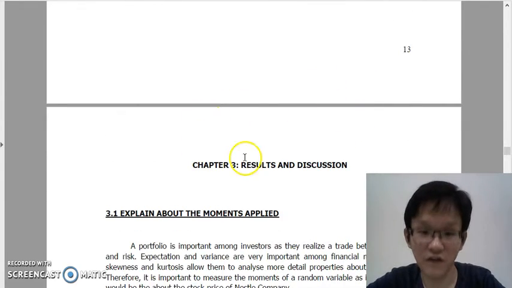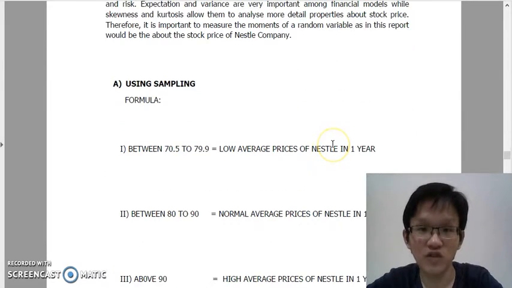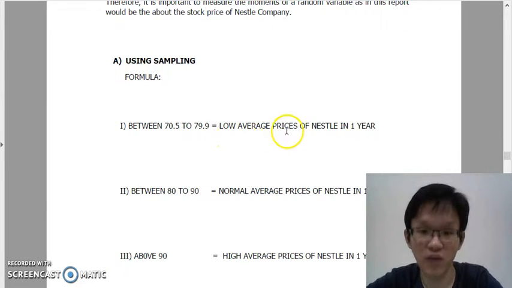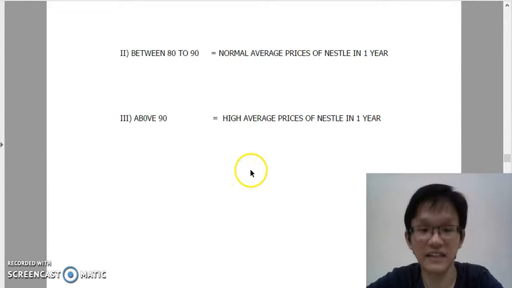Here comes the part of the result and discussion, and right now I would like to give you a brief explanation of the type of movement that we apply in our assignment. We have used the method of sampling, and to do this, we have set the formula, which means between 70.5 to 79.9, it is low average prices of Nestle in 1 year, and between 80 to 90, it is a normal average prices of Nestle in 1 year, and finally above 90, it is a high average prices of Nestle in 1 year.